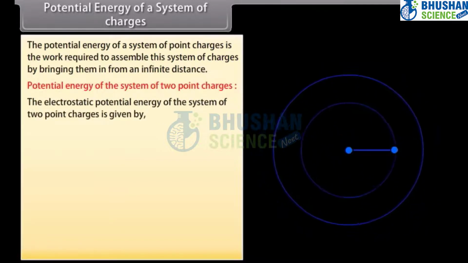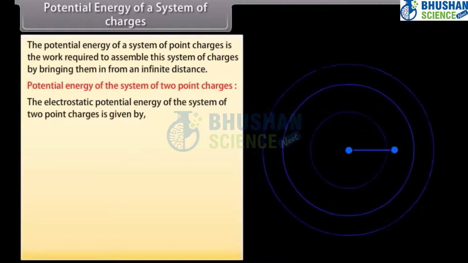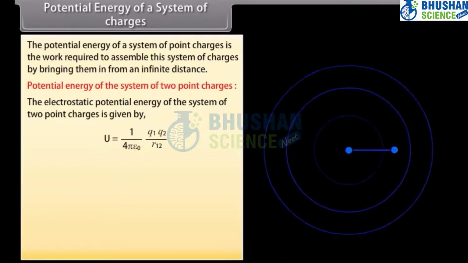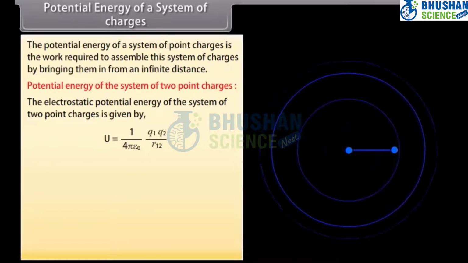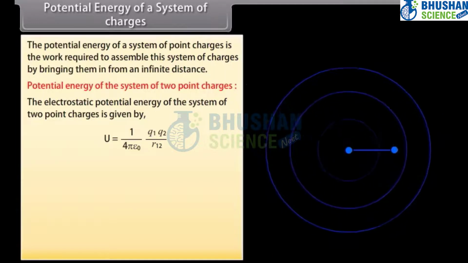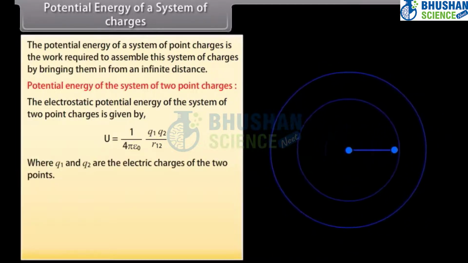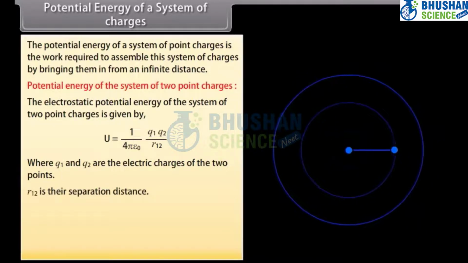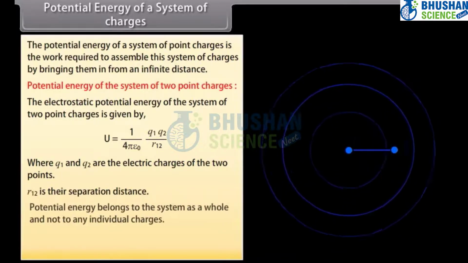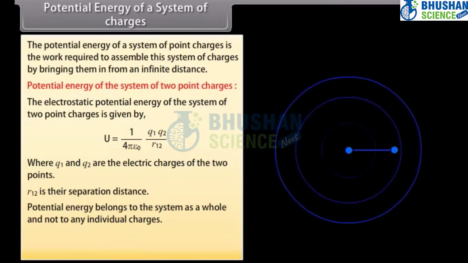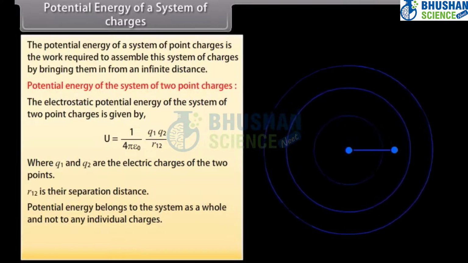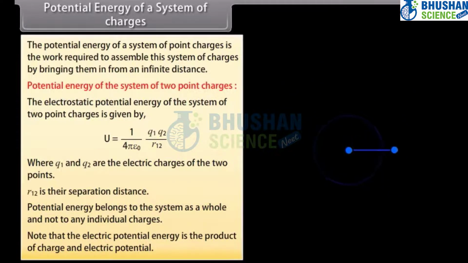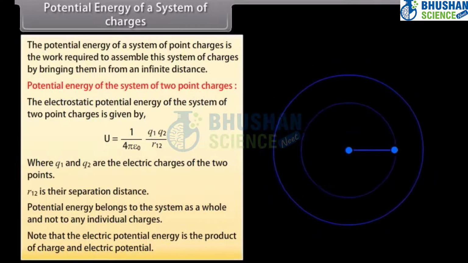The electrostatic potential energy of the system of two point charges is given by U equals 1 upon 4 pi epsilon naught multiplied by Q1 Q2 upon R12, where Q1 and Q2 are the electric charges of the 2 points. R12 is their separation distance. Potential energy belongs to the system as a whole and not to any individual charge. Note that the electric potential energy is the product of charge and electric potential.